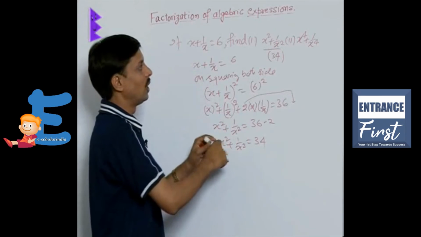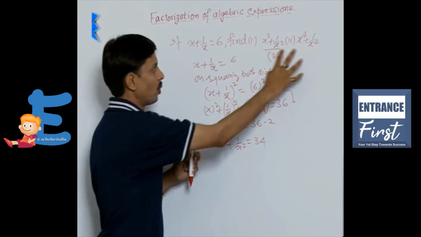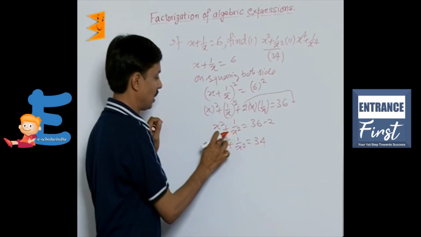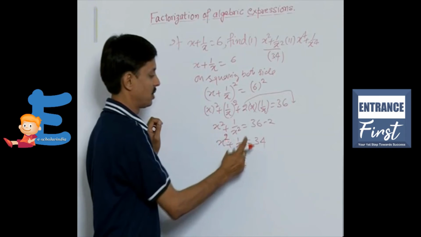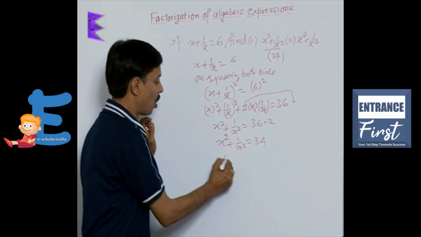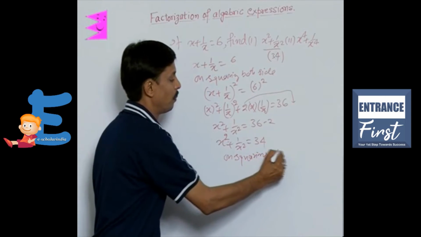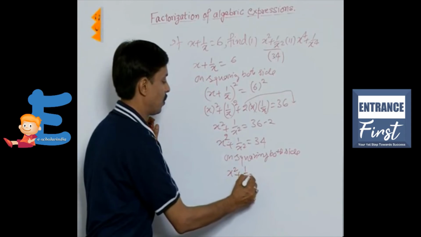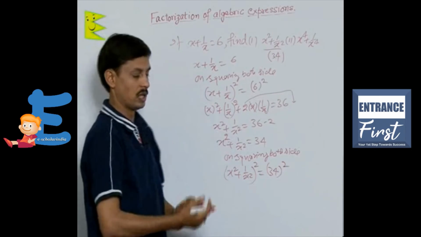Now how to find the value of the second part, that is x4 plus 1 upon x4? In order to calculate the value of the second part, we have to use this result, which means the value of x square plus 1 upon x square is 34. In this relation, on squaring both sides, I will get x square plus 1 upon x square whole square is equal to 34 whole square.